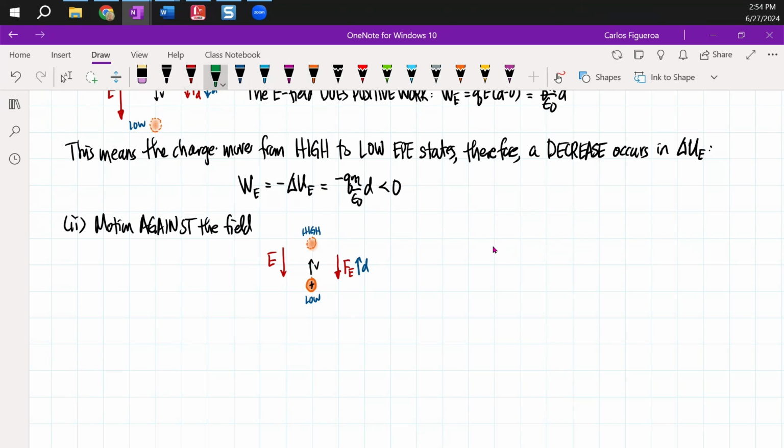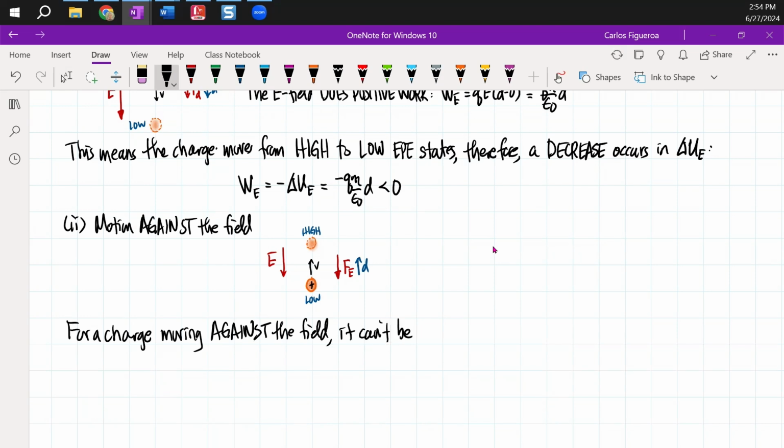The electric force cannot move this charge up above. So we should say that for a charge moving against the field, it can't be electrical in nature.